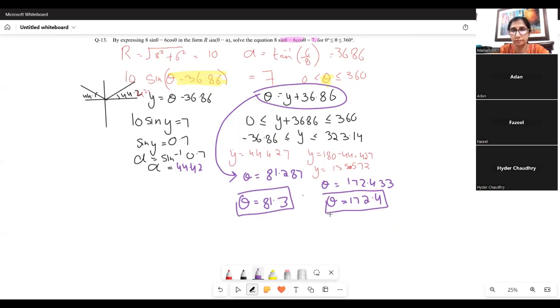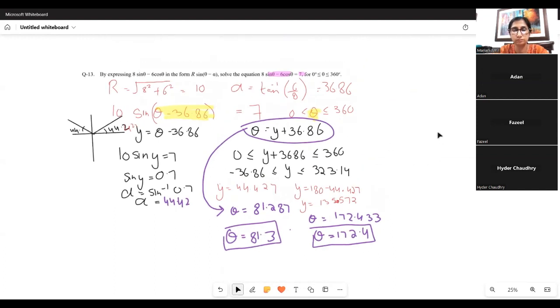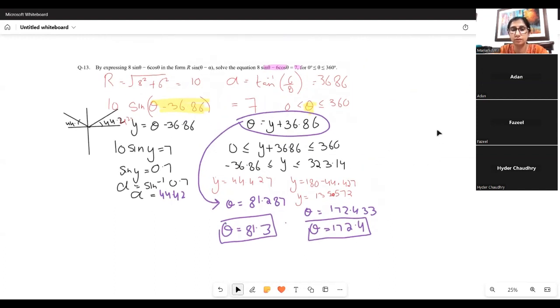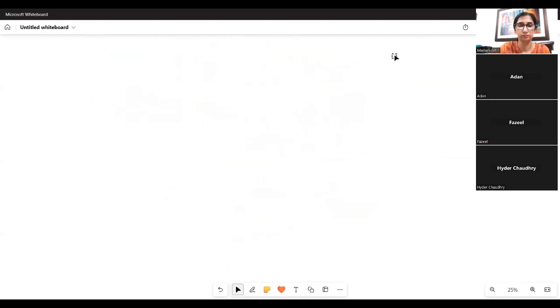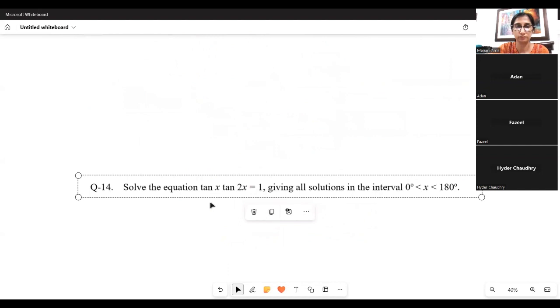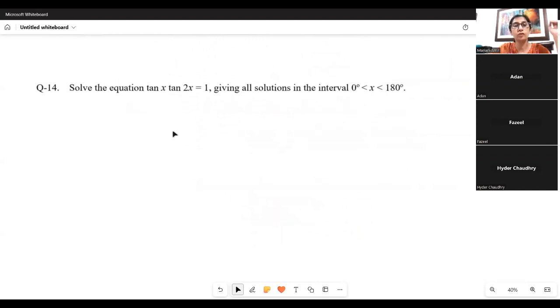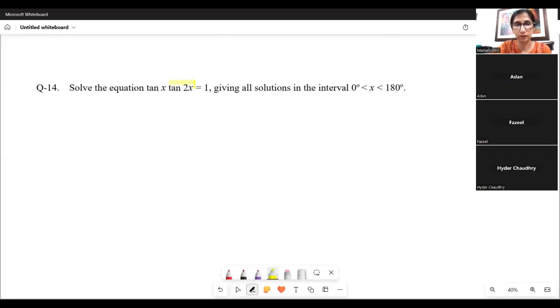Question 14. Any questions here? If not, then we start question 14. Solve the equation tan x tan 2x equals 1. Give all solutions in the interval 0 to 180. All right, so we know this double angle formula for tan.